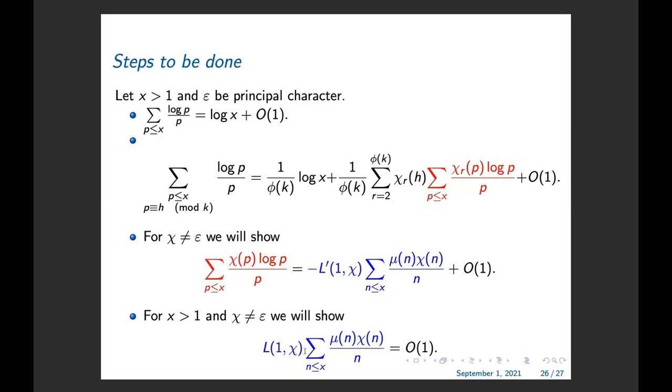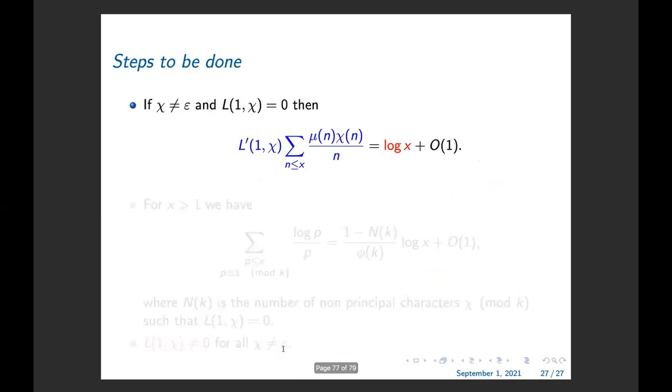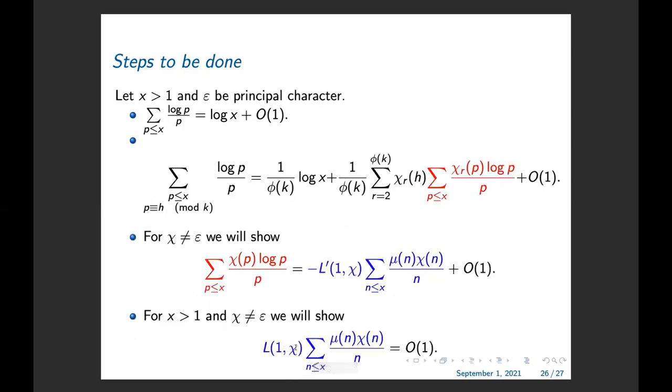Now from here, I think we can say that this would be big O of 1, then this would be big O of 1, so ultimately this would be big O of 1, if we can show that L of 1 chi is non-zero. Then we can just take this here and say that this would be big O of 1. But if it is 0, then we cannot say. So ultimately what we have is that if this is non-zero, then we can proceed.